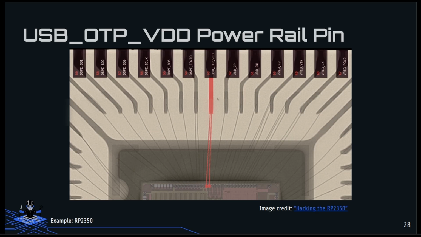So it's accurately labeled and it's pretty clear to show us that it's being used to power the USB as well as the OTP. And this comes from the datasheet. The RP2350 is very open and has a great datasheet that's available to read.